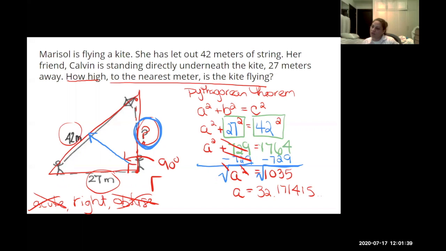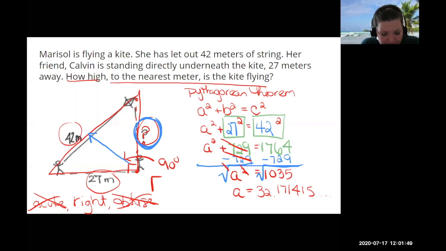Here, to the nearest meter, so we just take the whole number, right? Yes, to the nearest meter. So we just take the whole number, so I can round it right at that decimal place. And so my nearest whole meter is 32. So I'm just going to stop at 32 meters.